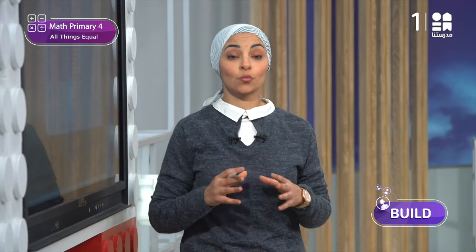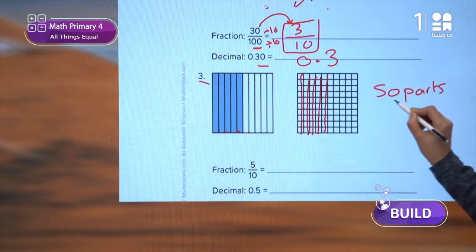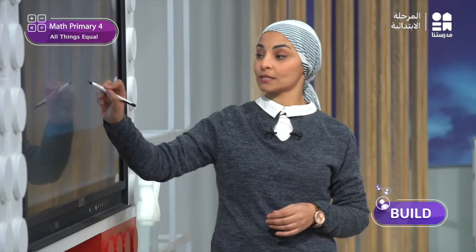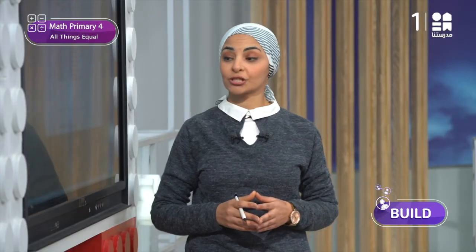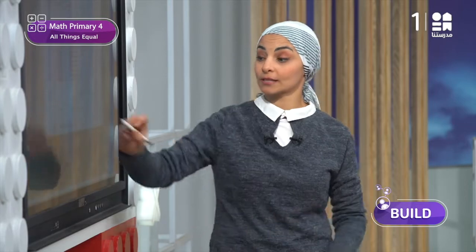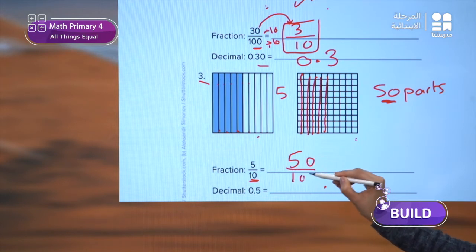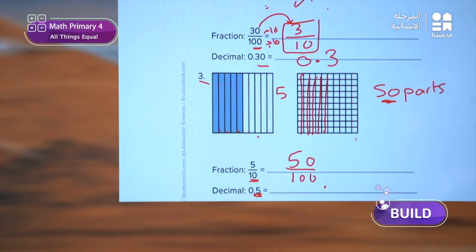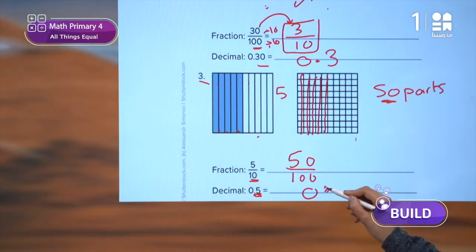طيب, but the parts will be different. Why? Because here I have 50 parts out of 100, right? But here I have 5 parts only out of 10, because this is divided into 100 parts and this is divided into 10 parts. Okay, so the fraction 5 over 10 is equal to what? Yes, 5 parts out of 10, هي نفسها 50 parts out of 100. And the decimal 5 tenths is equivalent to this decimal. 5 tenths, خلاص احنا كلنا عرفنا ان 5 tenths is the same as 50 hundredths, which is 0.50.